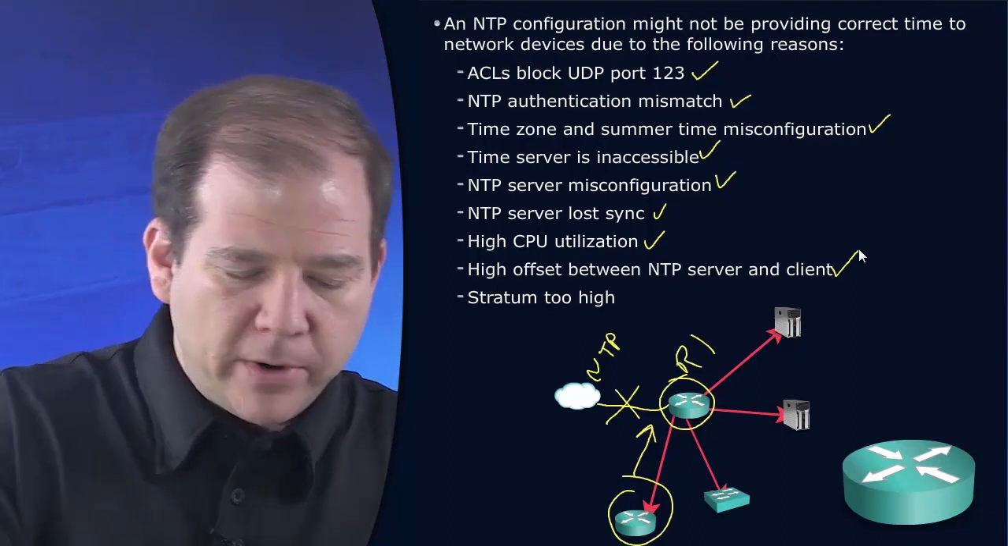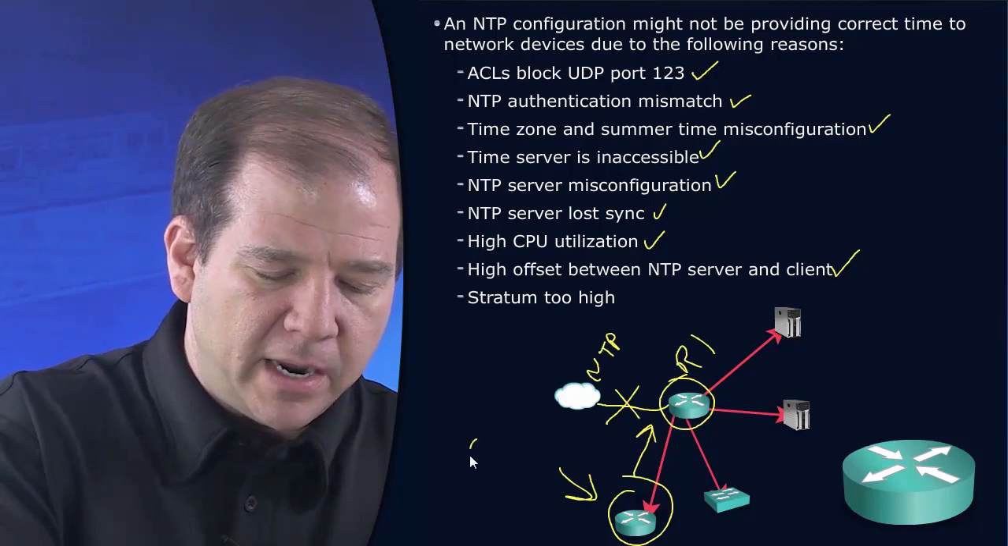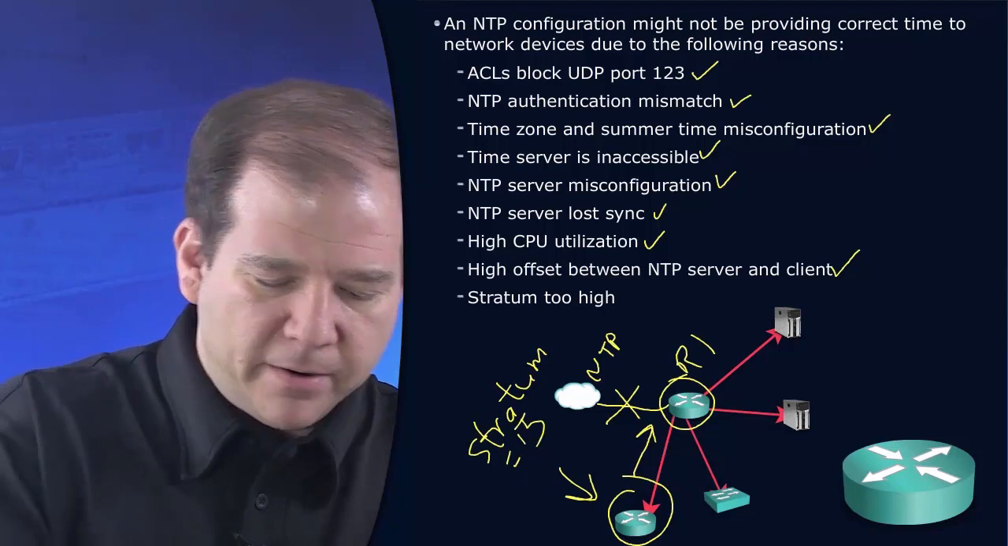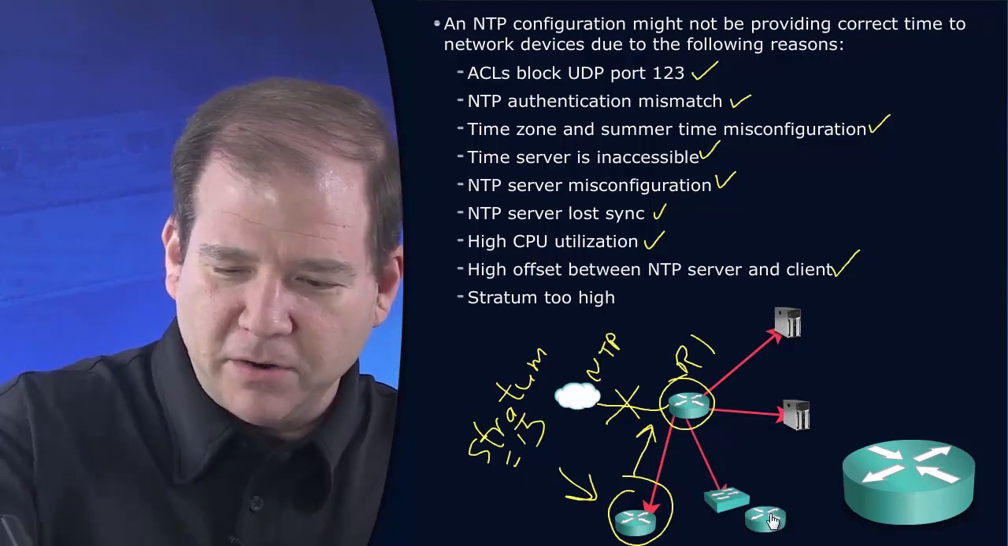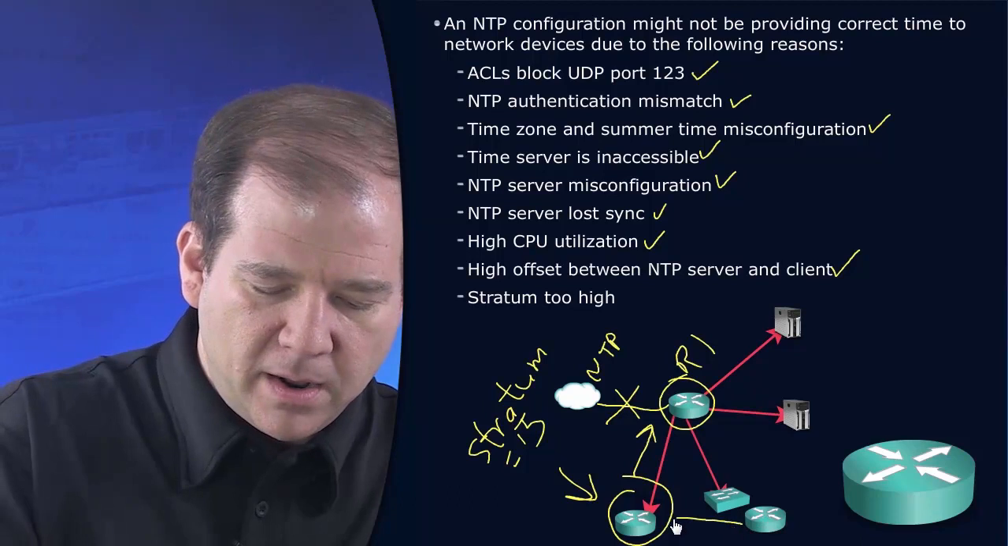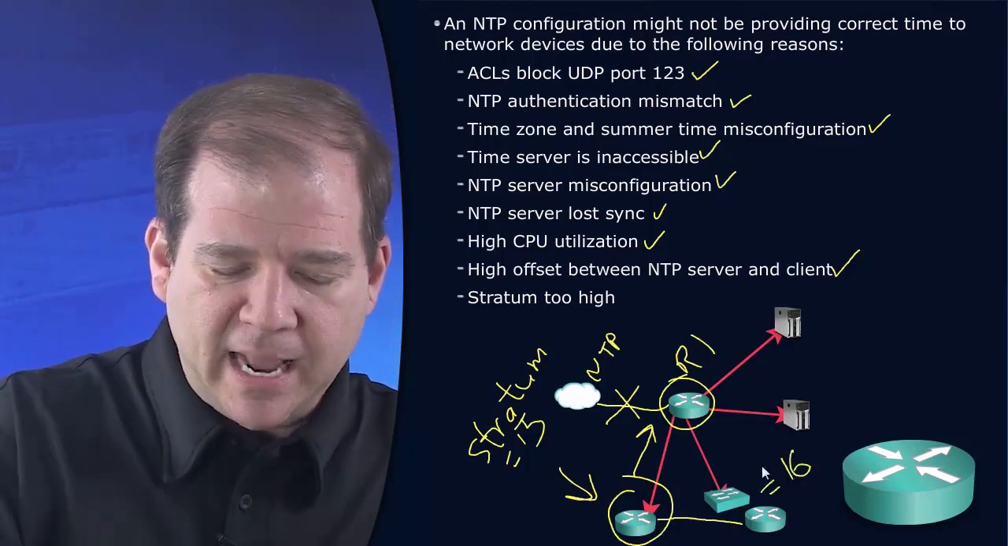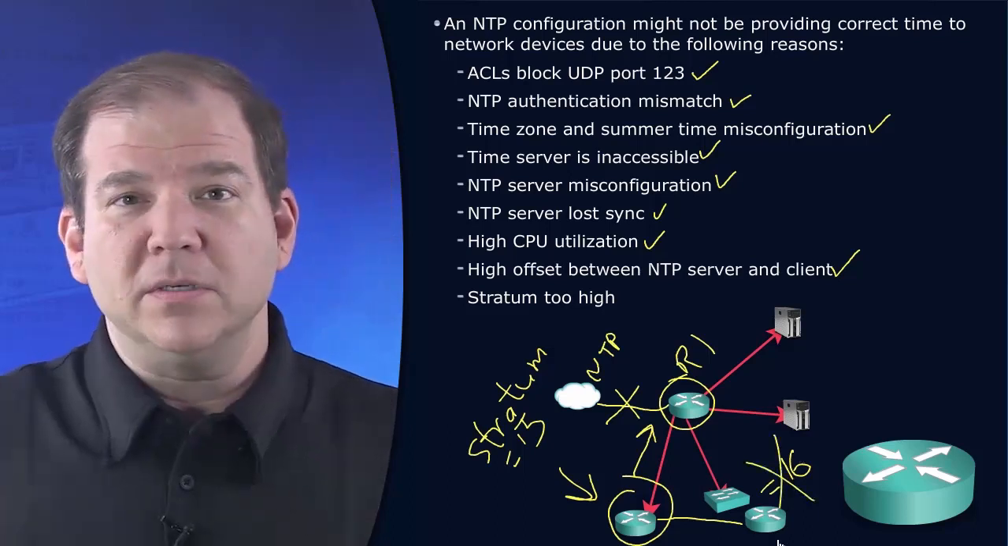But if I've got a router here and let's say that this guy has a stratum value of 15, if I have another router that tries to learn time from it, that is not going to work because this guy would have a stratum value of 16, and that's not valid. We would not learn time in that case.